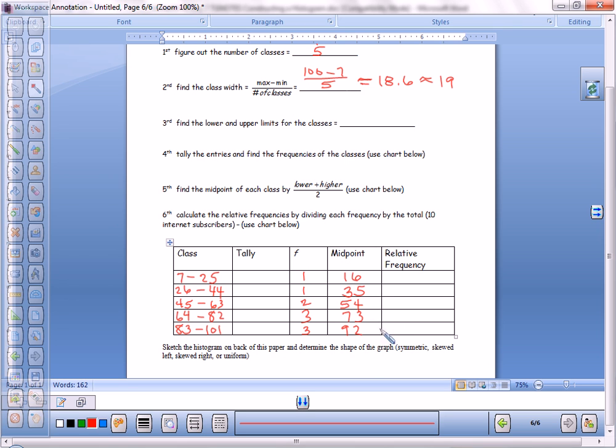Okay, relative frequency. Relative frequency is 1 out of 10, or 10%. Relative frequency is 1 out of 10, or 10%. Relative frequency is 2 out of 10, 20%. 3 out of 10, 30%.